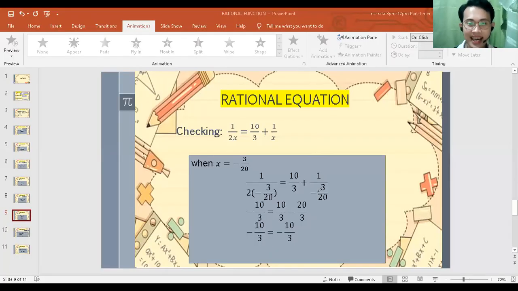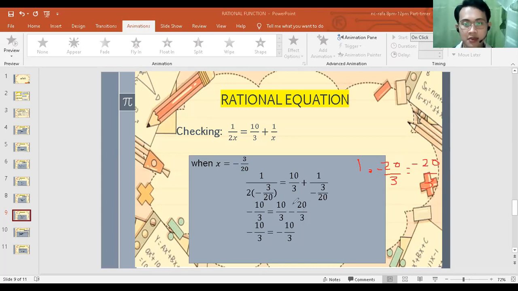Now, on our right side, how did we answer this one? So that's addition of fractions, but before we add them, we need to operate on this first. So 1 divided by negative 3 over 20. The division will turn to multiplication, and then the reciprocal of negative 3 over 20 is negative 20 over 3. So 1 times negative 20 is negative 20 all over 3.